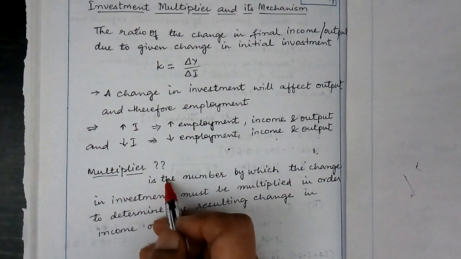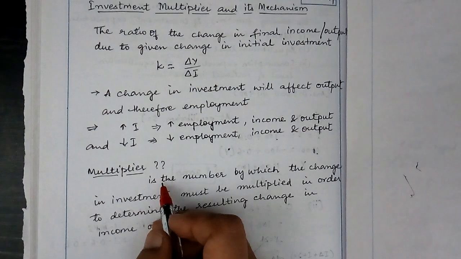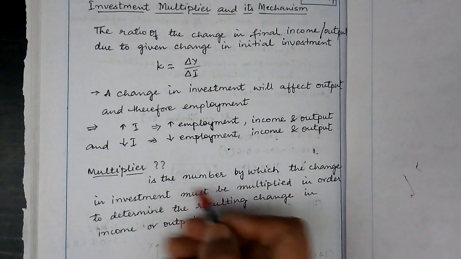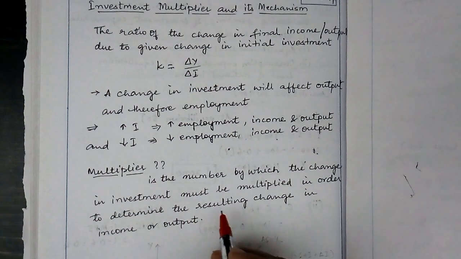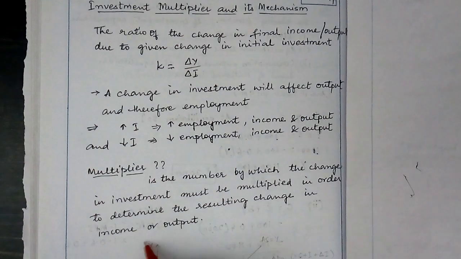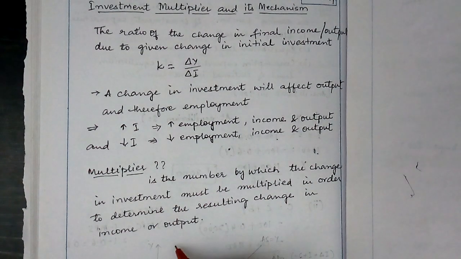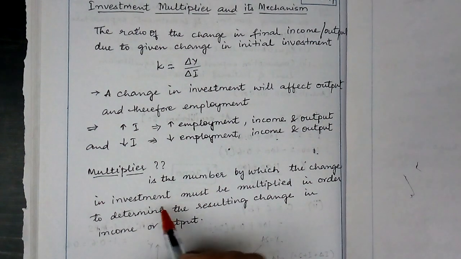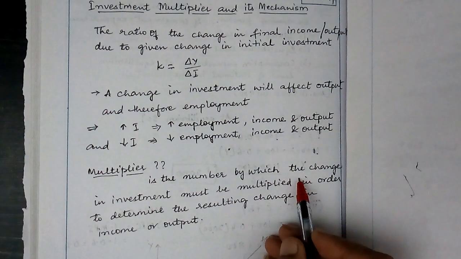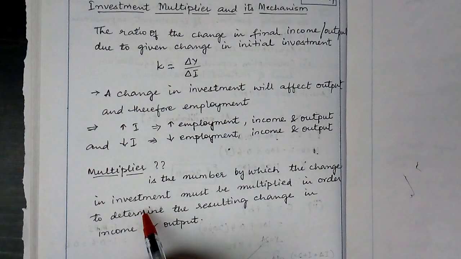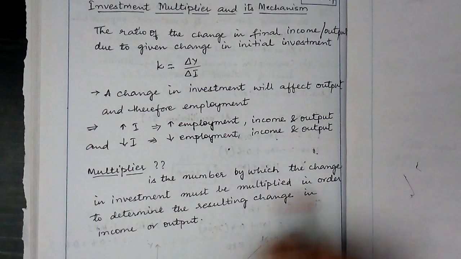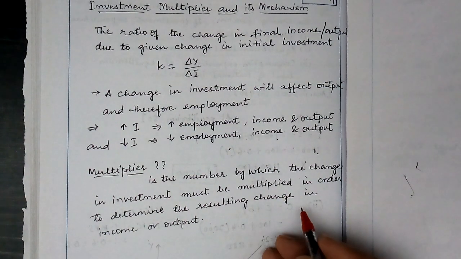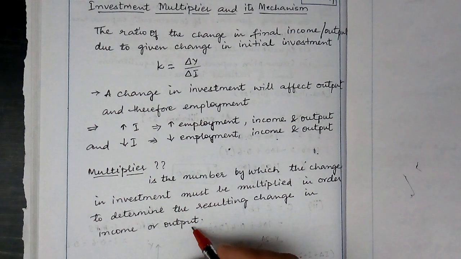Now what is a multiplier effect? Or what is a multiplier? It is the number by which the change in investment must be multiplied in order to determine the resulting change in income or output. What does it say? It is a number by which change in investment must be multiplied in order to determine the resulting change in income or output.